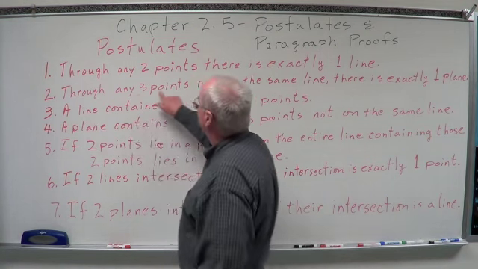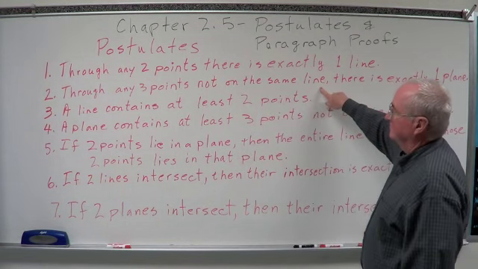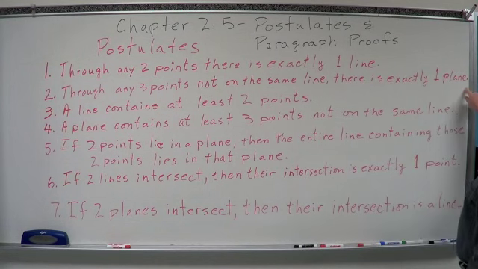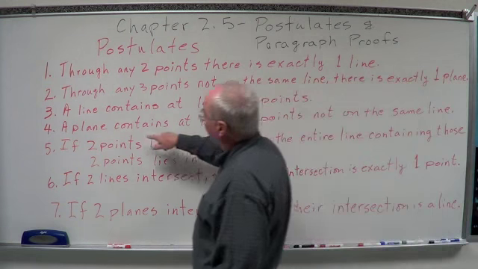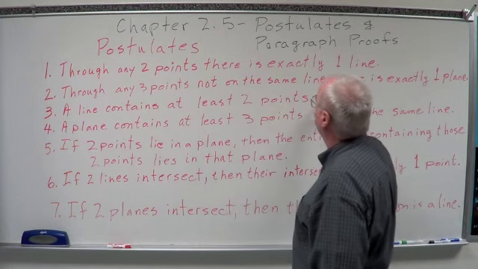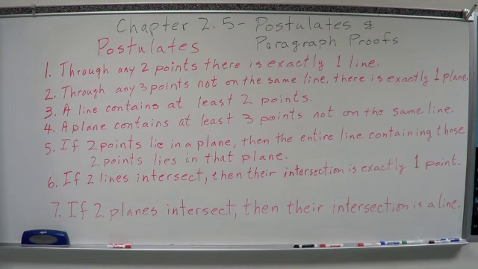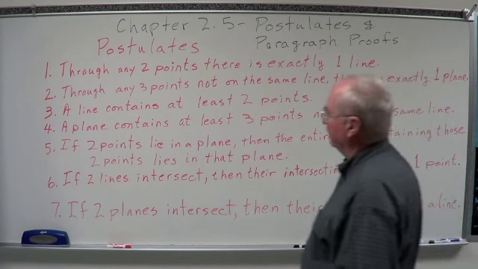Number 2, through any 3 points not on the same line, that's 3 non-collinear points, there is exactly one plane. How many points and what type does it take to describe a plane? 3 non-collinear points. Okay, number 3, a line contains at least 2 points. Well, that's sort of like the converse of number 1. If through any 2 points there is exactly one line, then if there is a line, it contains at least 2 points. So 1 and 3 will be converses of each other.